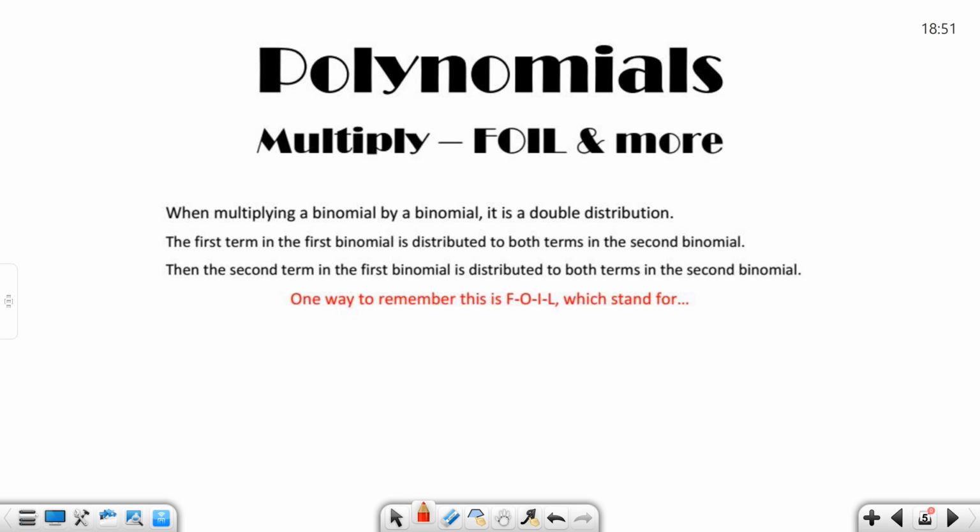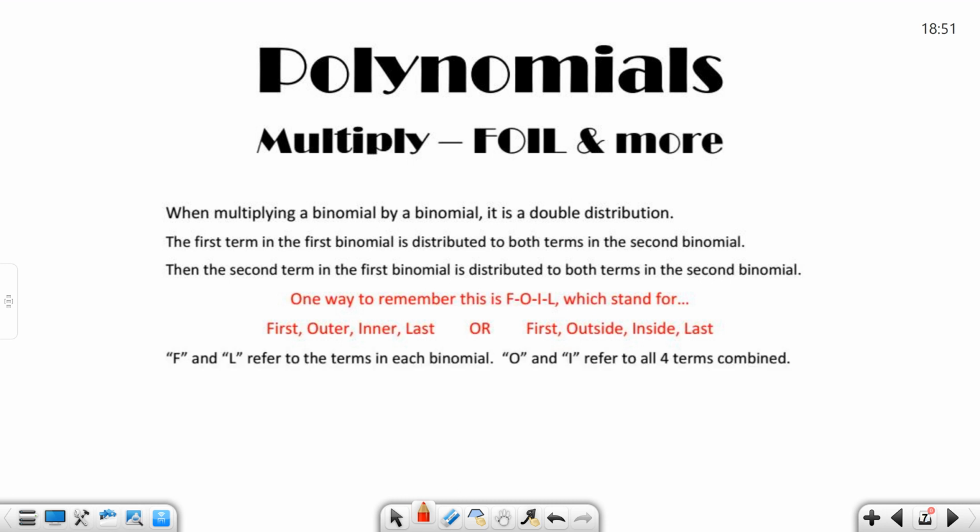One way to remember this is FOIL, F-O-I-L, which stands for first, outer, inner, last, or first, outside, inside, last. Those are the two most common ways I'm familiar with that people remember FOIL. So the F and the L refer to the terms in each binomial: the first in each one, the last in each one. The O and the I refer to all four terms combined, the outside terms and the inside terms of all four.